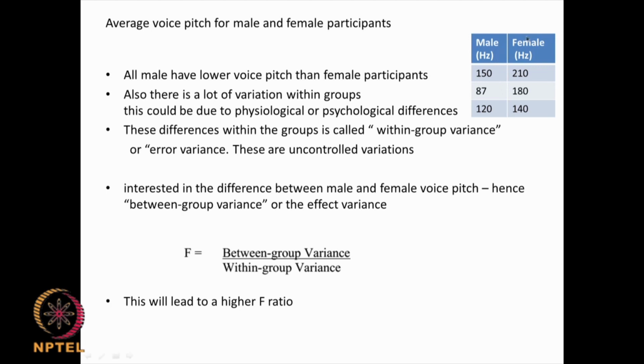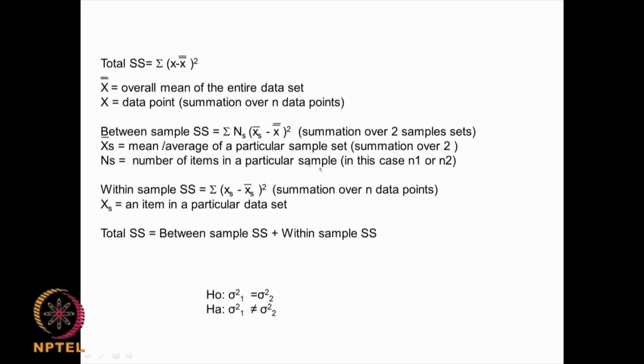Okay, so we calculate the total sum of squares, then we calculate the between sum of squares, and then we calculate the within sum of squares, and then we make the ANOVA table. So, let me again show you. There is something called the total sum of squares. How do you calculate it?